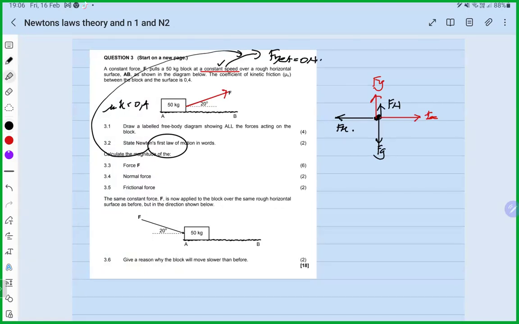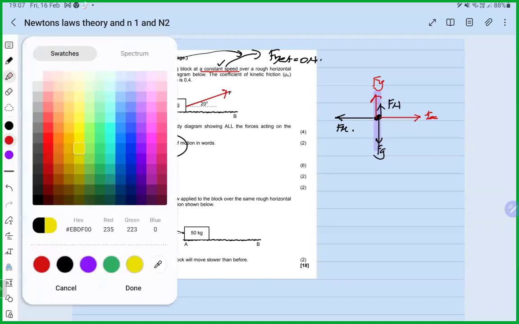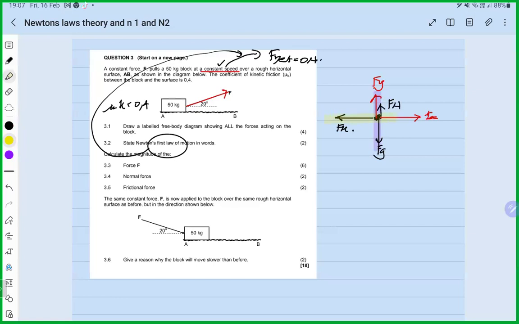What does it imply? It means that the sum of the forces in the y direction are 0, and also the sum of the forces in the x direction are also 0. So if you sum your forces in either one of the 2 directions, you're going to end up with 0 newtons here.